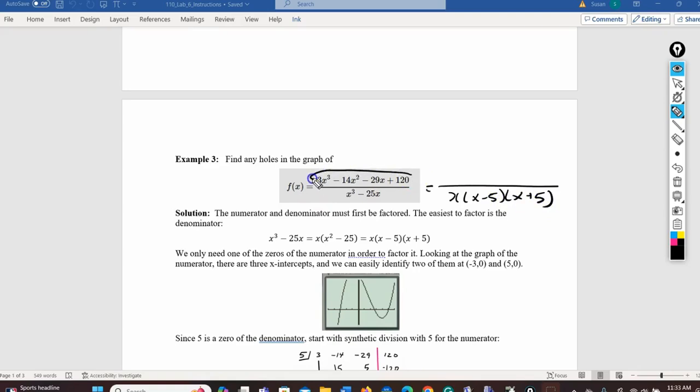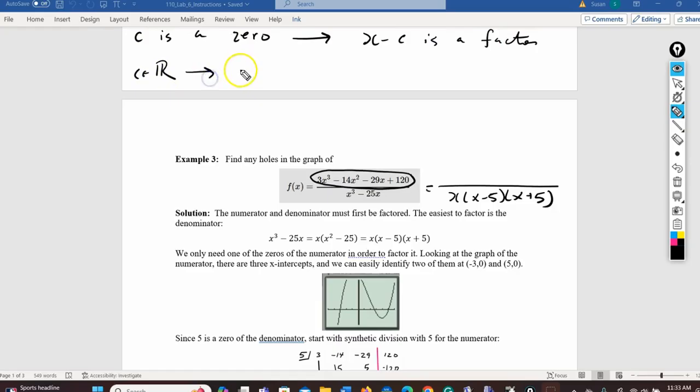Okay, so if I'm going to factor this, remember if c is a 0, this is from Math 100, then x minus c is a factor. And how do you find zeros? Well, if c is a real number and c is a 0, then the point c comma 0 is an x-intercept.